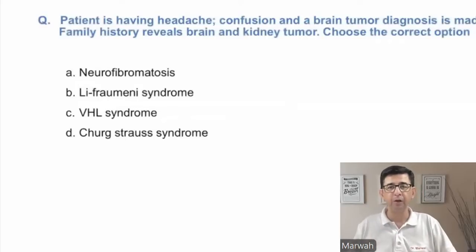Patient is having headache, confusion, and a brain tumor diagnosis is made. There is a kidney tumor in the family. Considering brain tumor and kidney tumor, I'm thinking in terms of von Hippel-Lindau in the patient.